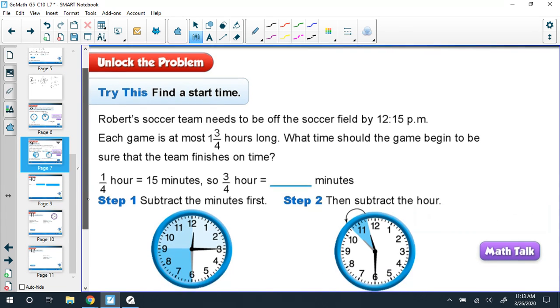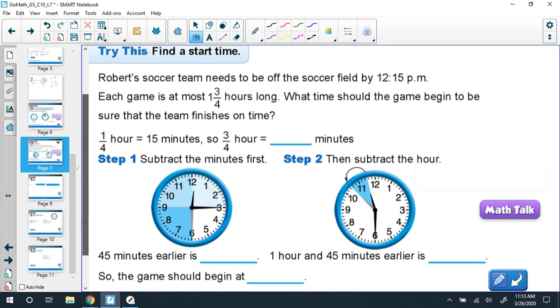All right, now here we are. We're going to look at the same idea, except instead of finding our end time in this problem, we are going to need to find our start time. It says that Robert's soccer team needs to be off the soccer field by 12:15 p.m. Each game is at most 1 3/4 hours long. What time should the game begin to be sure that the teams finish on time?